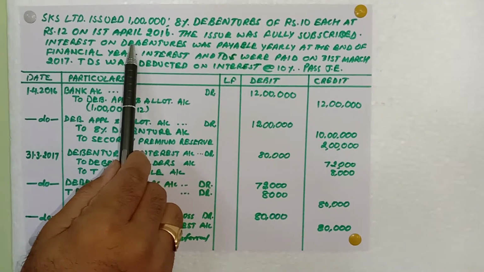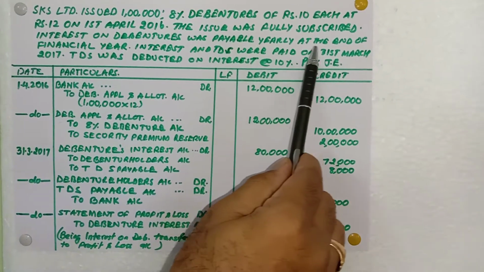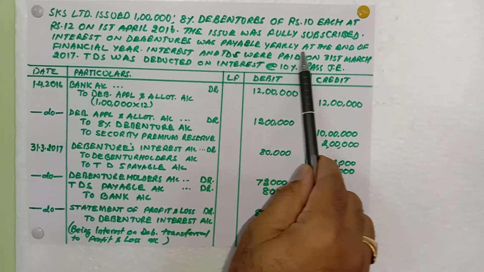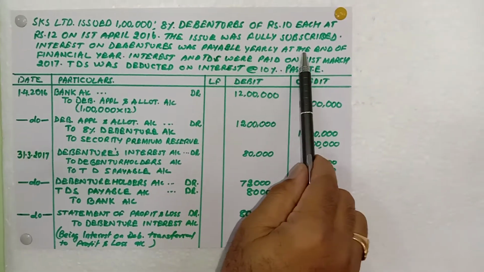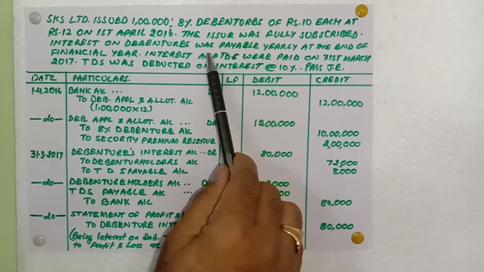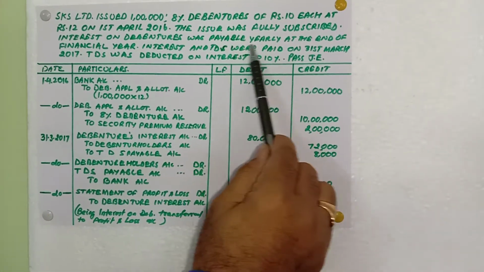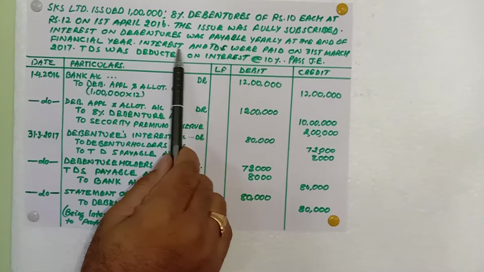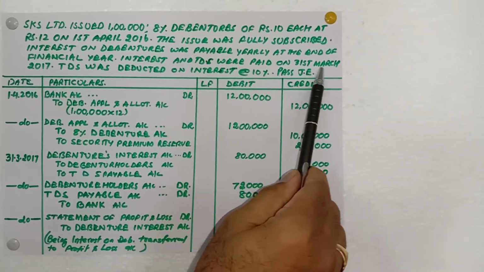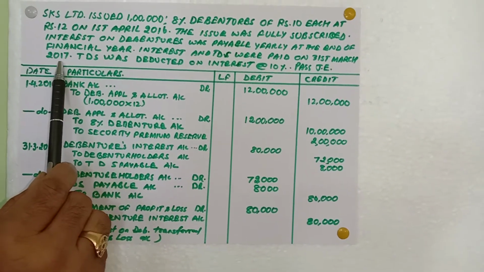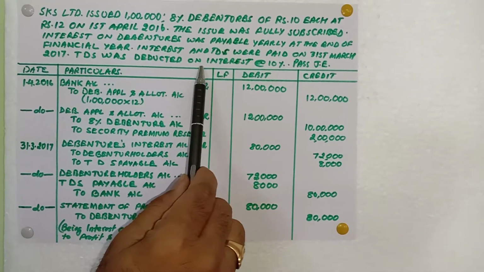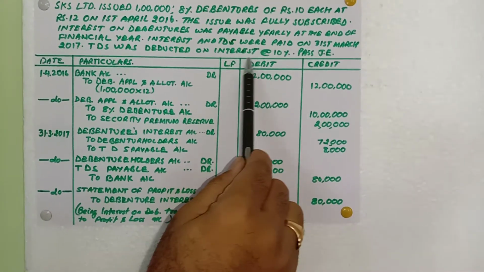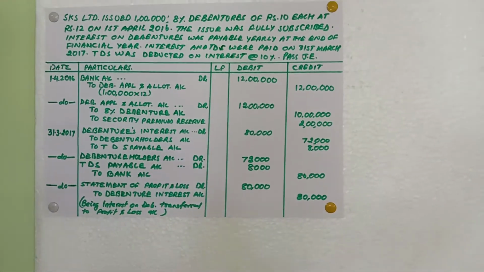The interest on debenture was payable yearly. Now here in this question I specified it is yearly. By chance if it is not specified, then half yearly we should take. That means this company can pay the full interest at one go at the end of the financial year. Interest and TDS were paid on 31st March 2017. TDS was deducted on interest at 10%. Okay, so let's see how this will be written.